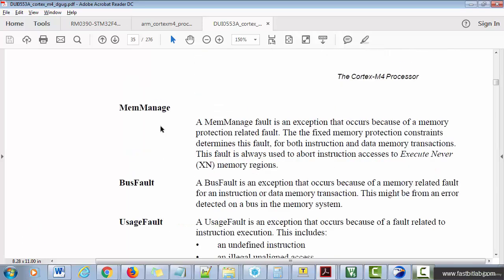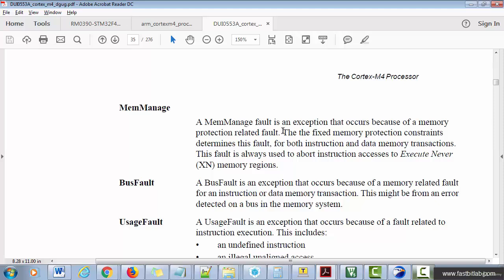And next is memory manage fault. So this is an exception that occurs because of a memory protection related fault. All right, so this has to do with memories. If your code tries to access some protected memory, then the memory manage fault exception will be triggered. And this happens when you enable the memory protection unit of the processor to guard some of the memories.